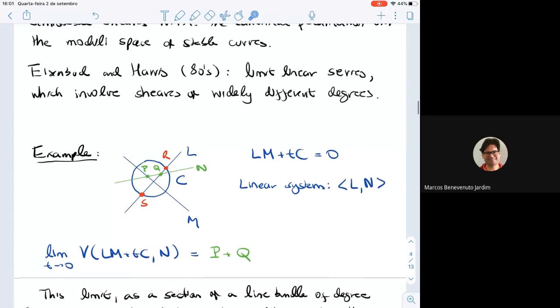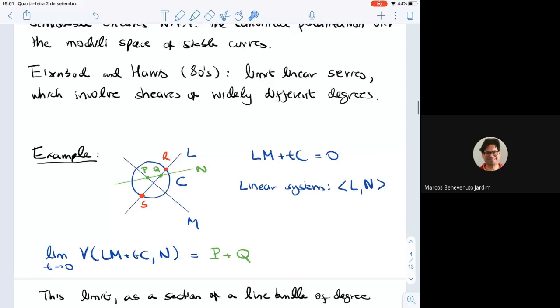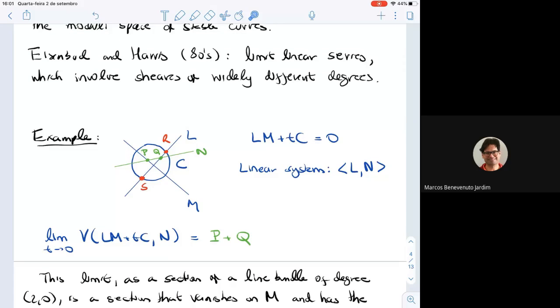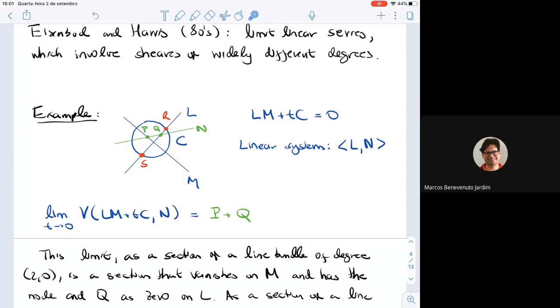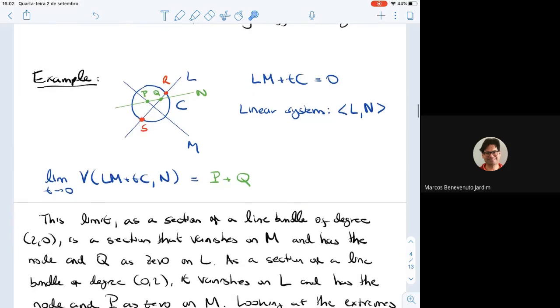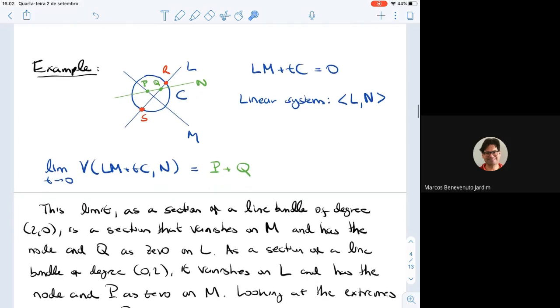And if we view this limit as a section of a line bundle of degree 2, 0, you see that it's a section that vanishes on the whole line M, but doesn't vanish on L. In fact, on L, it has the node and Q as 0. So that's the degree 2, the node and Q, as a section of a line bundle of degree 2, 0. If I look at the limit as a section of a line bundle of degree 0, 2, by analogy, I have a section that vanishes on L and has the node and P as a 0 on L. So looking at the extremes, I get P and Q, and I get P plus Q.